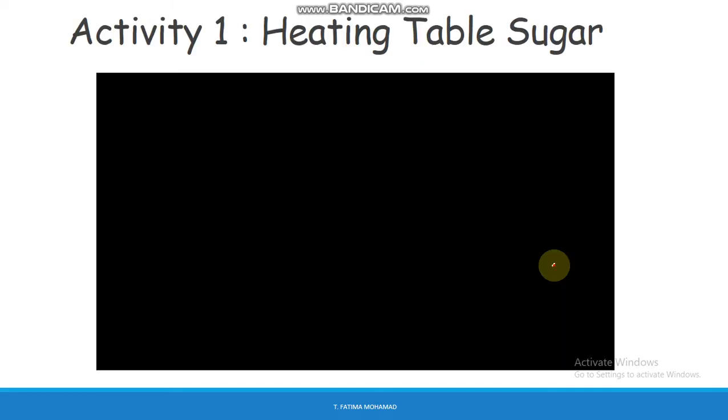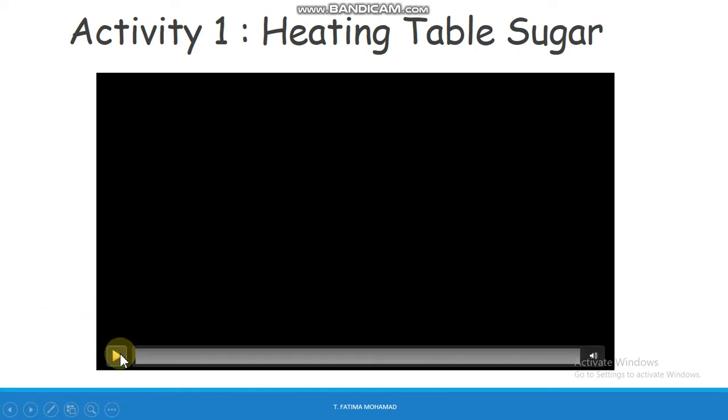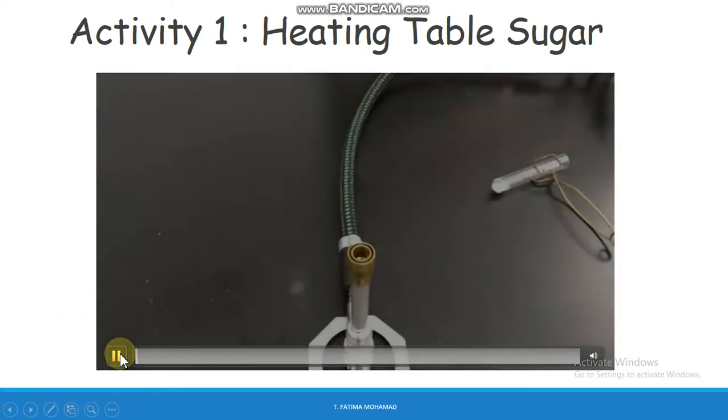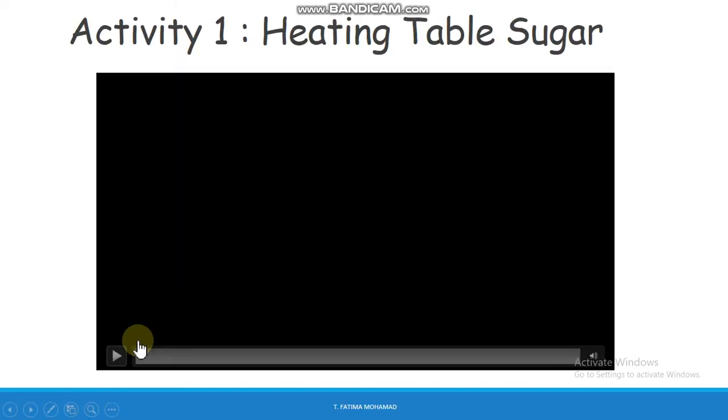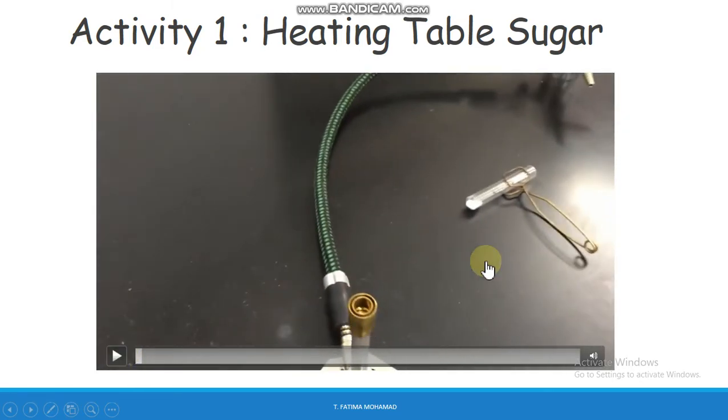So we're going to start with the first activity, which is on page 104. The title of this activity is heating table sugar. So we have an experiment where we heat table sugar. Here we have a video that will show you this experiment, so let's watch it. First of all, what do we have? We have a Bunsen burner, metallic tongs, and a test tube containing sugar.